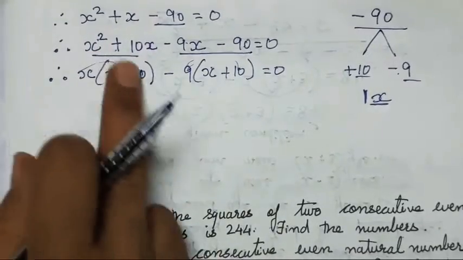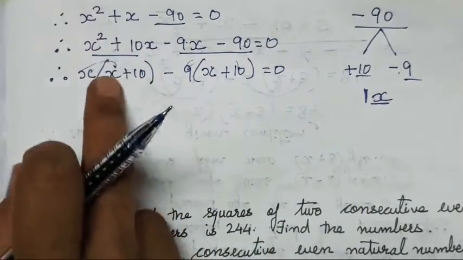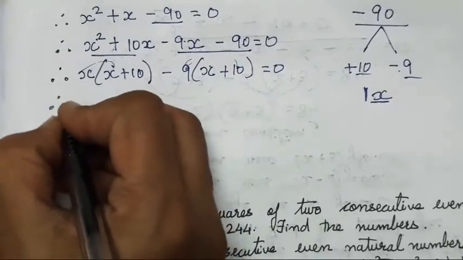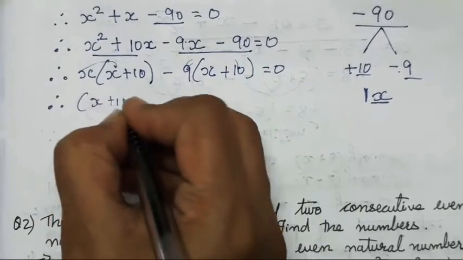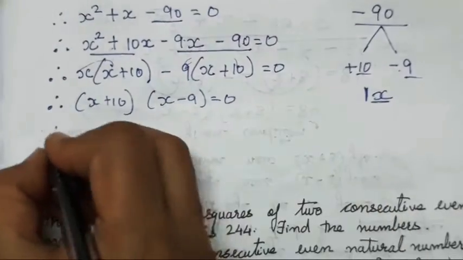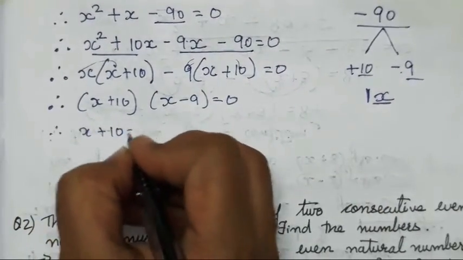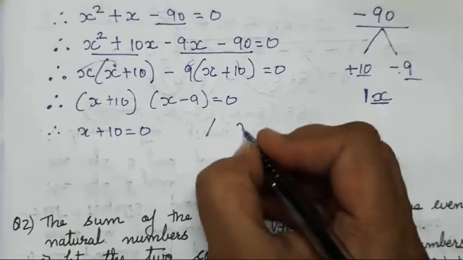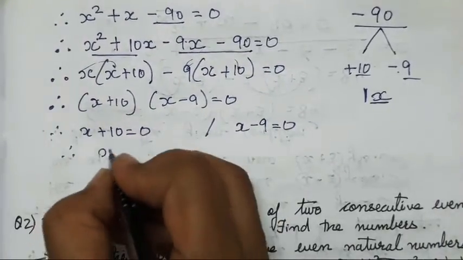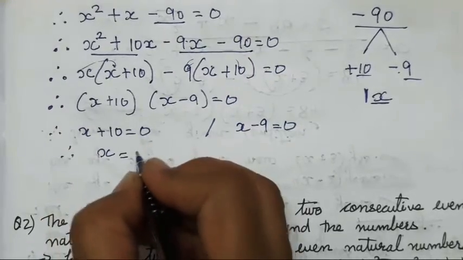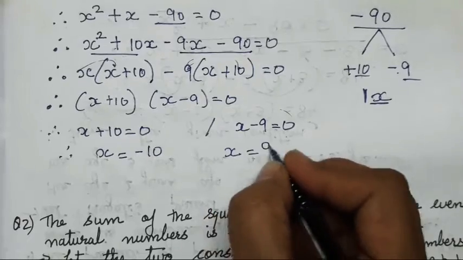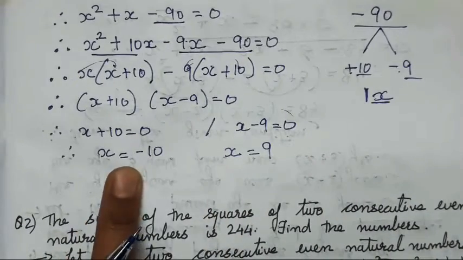So if you are multiplying and getting the same term again, that means this step is correct. Now the common term is x plus 10, and x minus 9 is equal to 0. Therefore x plus 10 is equal to 0, or x minus 9 is supposed to be 0. So move your plus 10 to the right hand side, it will be minus 10, and your minus 9 will become 9. But the age cannot be negative, isn't it?